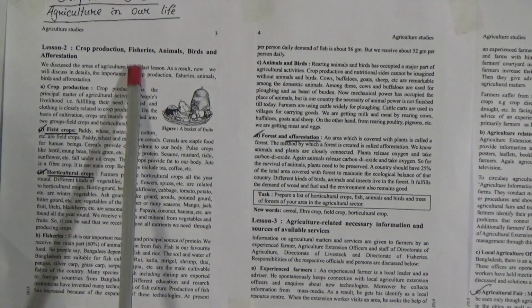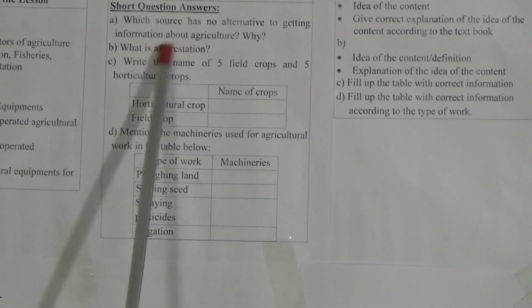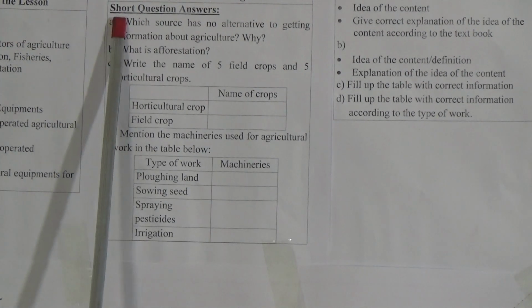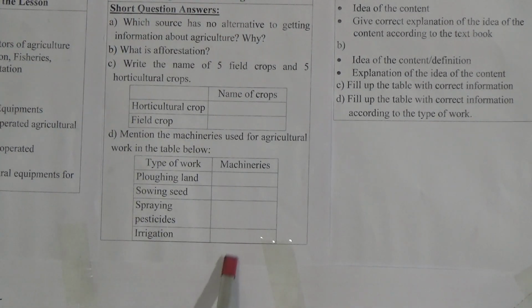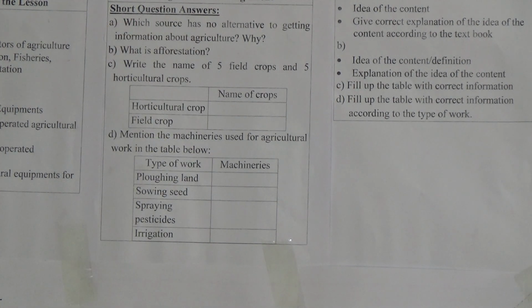Okay, these are actually the parts of agriculture. So here you can see that number D, there is forest and afforestation. So from this para also you can get some idea about afforestation. Okay, you can get some idea. These are actually the short question answers. Okay, you have to be careful about that. These are the short question answers. It should not be too much big.